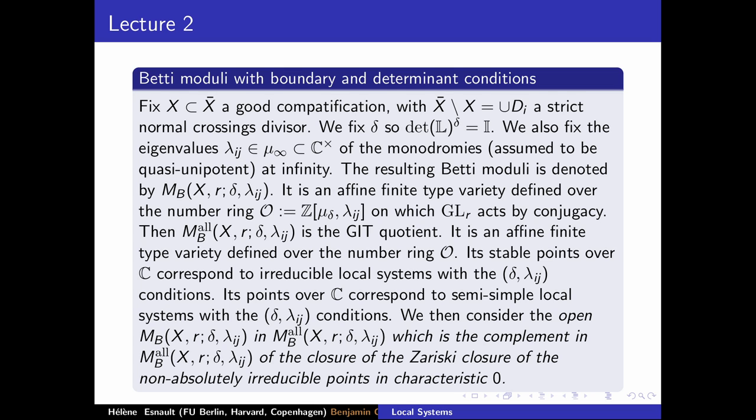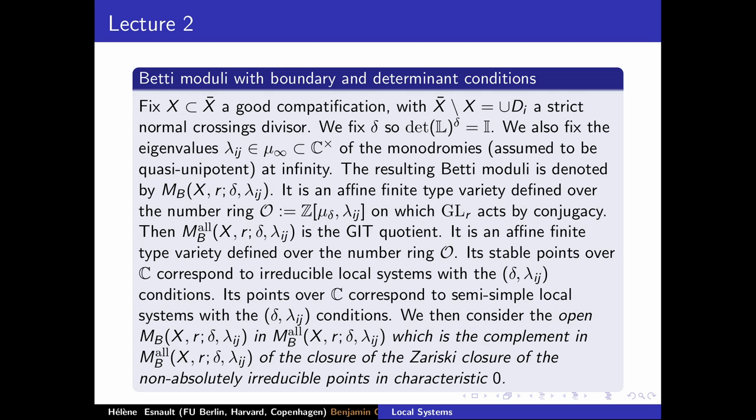And this Betti moduli space with decoration here, I put all meanings that I don't single out the irreducible ones, is a GIT quotient, geometric invariant theory quotient. Again, it's an affine finite type variety defined now over a number ring, the one I said before. It is spanned over Z by the delta-th roots of one, and the lambda_ij at infinity. Now, its stable points over C correspond to irreducible local systems with the delta, lambda_ij conditions, and its points over C, not the stable ones, but all of them, correspond to semi-stable, that is semi-simple, local systems with the decoration delta, lambda_ij.